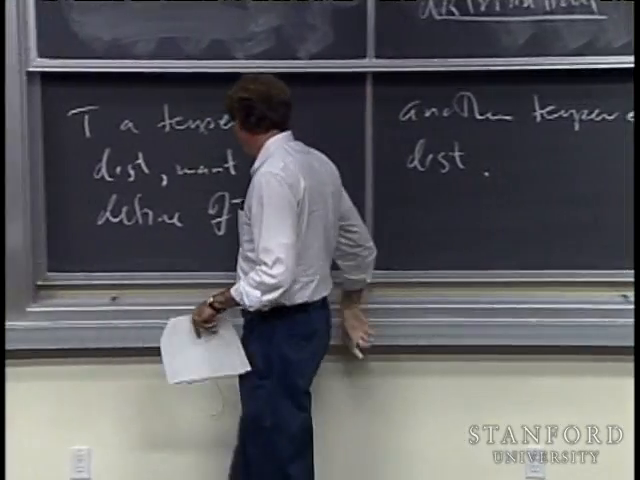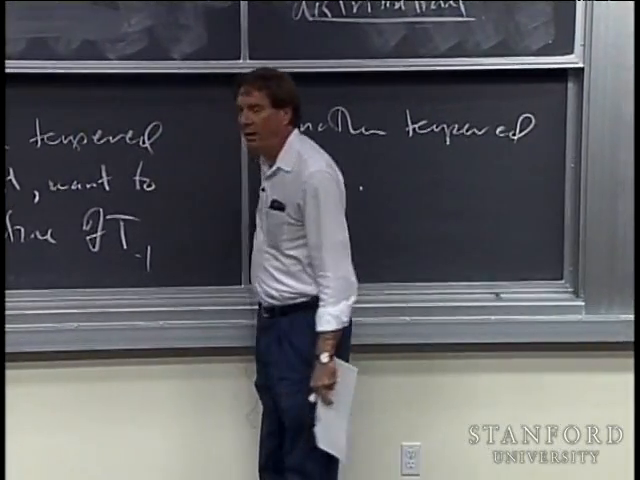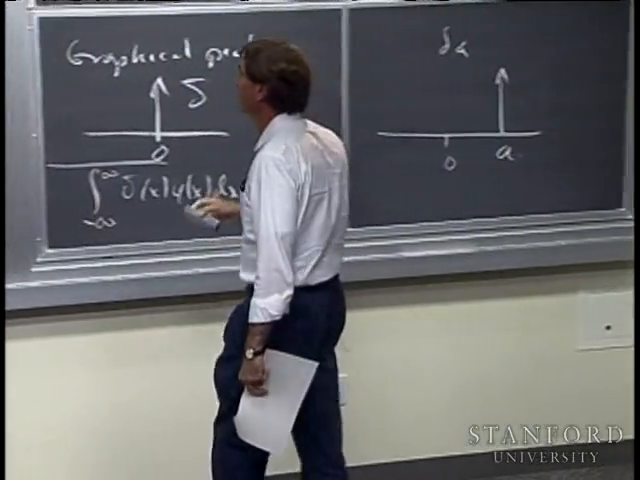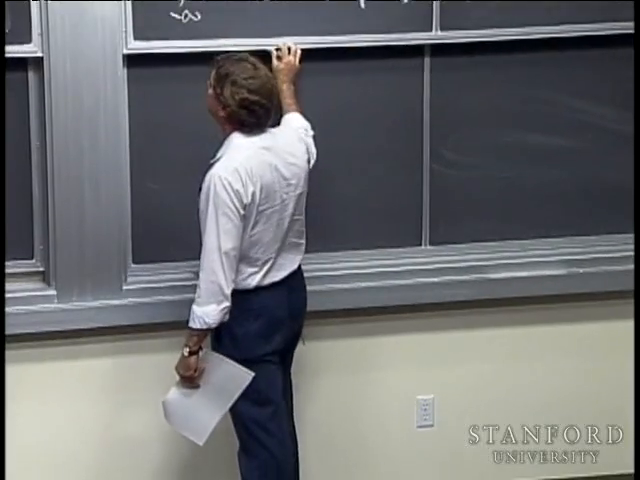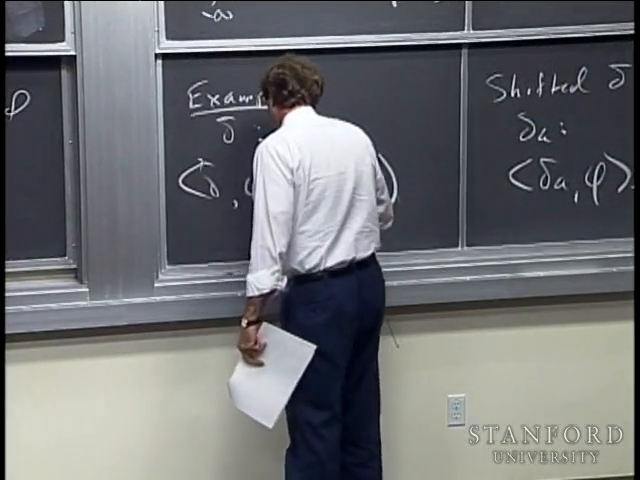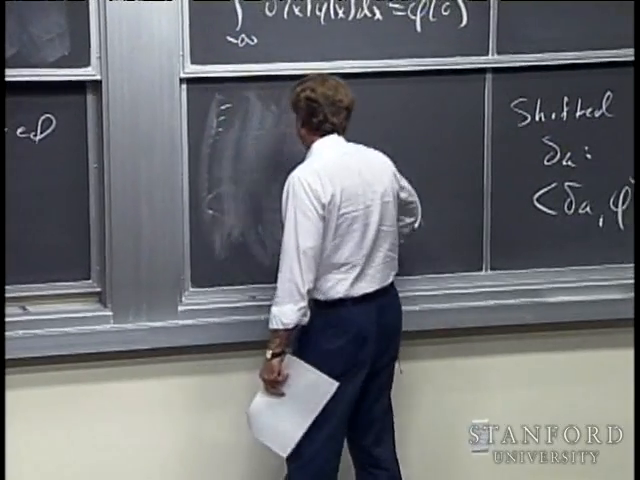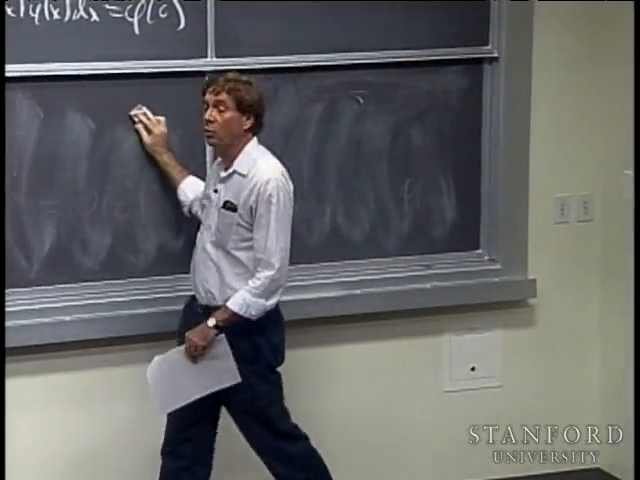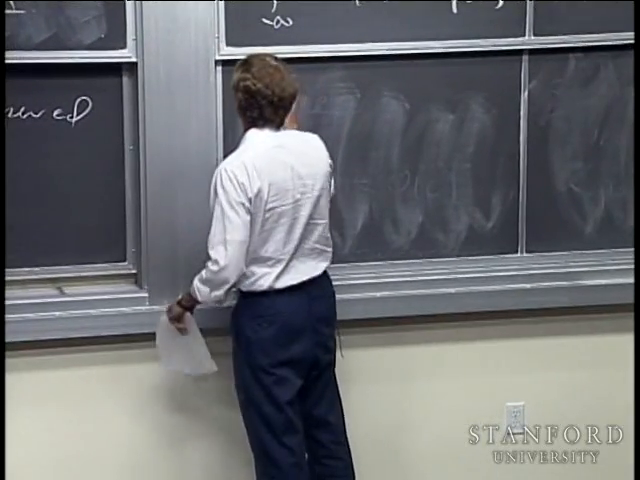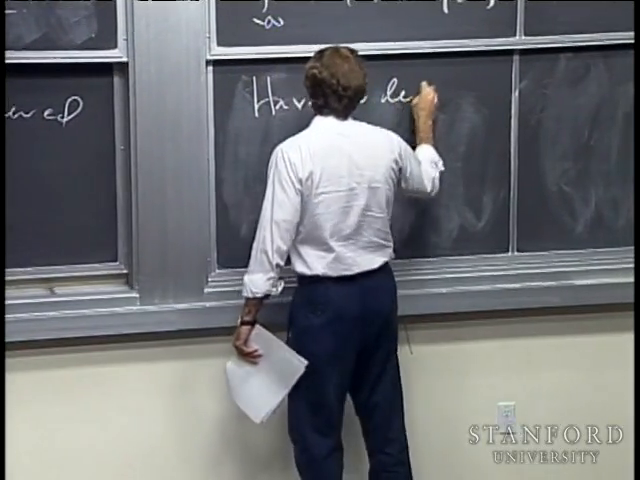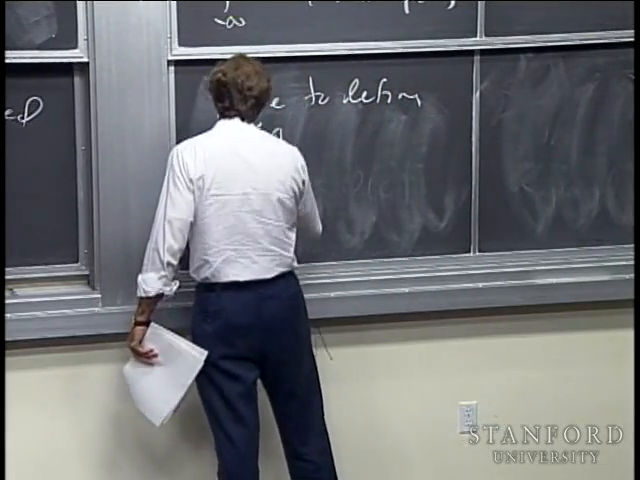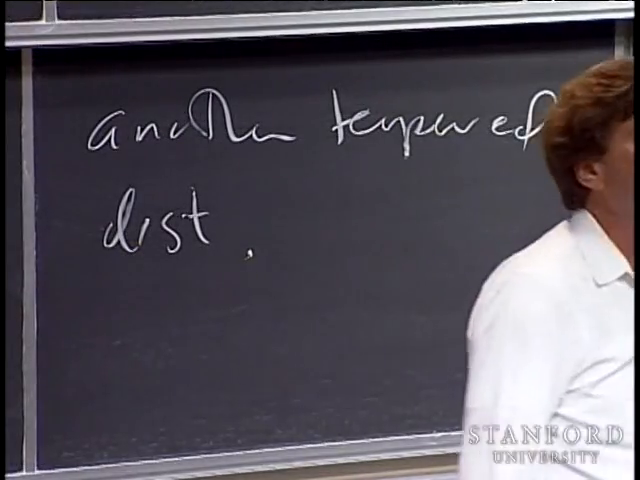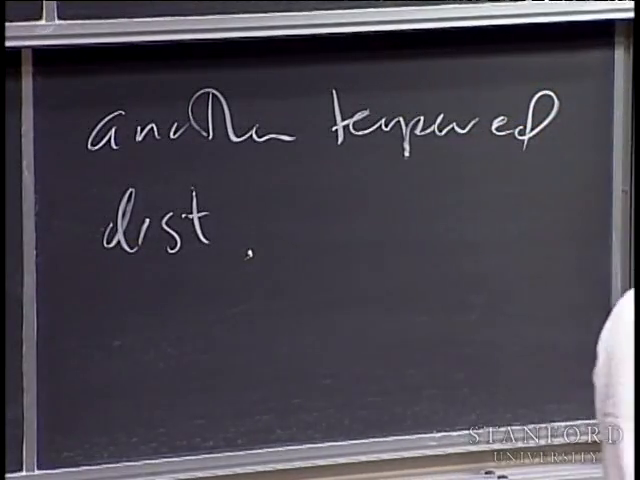Now again, you will hear me say over and over again today, I want to define a distribution. What does that mean? That means you give me a test function, I have to tell you how it operates. So I have to tell you how to define the Fourier transform of T operating on phi, or paired with phi, where phi is a test function, a rapidly decreasing function. How shall I do it?